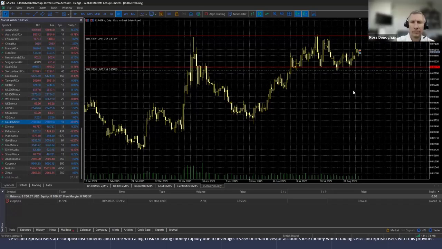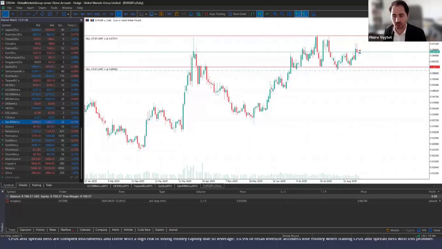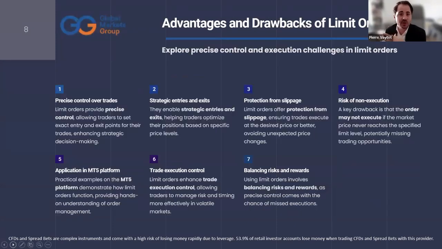Right. Let me go back to white background. And I think we covered it already. Yeah, let me head back to the slides. Right. So now these are the advantages and drawbacks of limit orders. We covered this throughout today's session. I mean, it's very interesting, and you can understand now that there's not one type of order that is better than the other one. There's no one size fits all, as I said in the introduction. It all depends on the strategy you want to put in place, right?